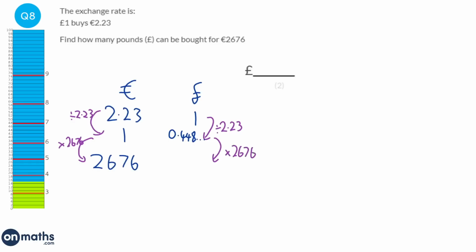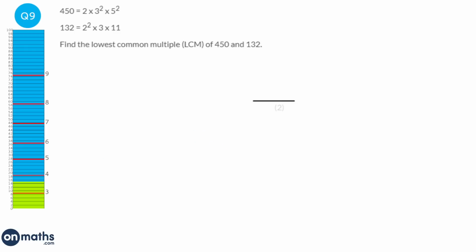And when we do that, we get £1,200. So 2,676 euros is £1,200. This question seems a lot harder than it is.